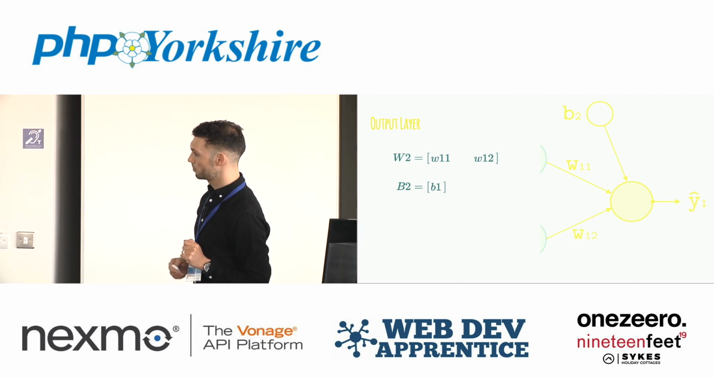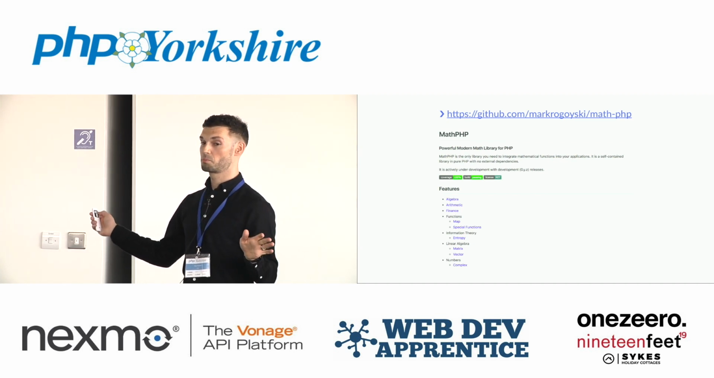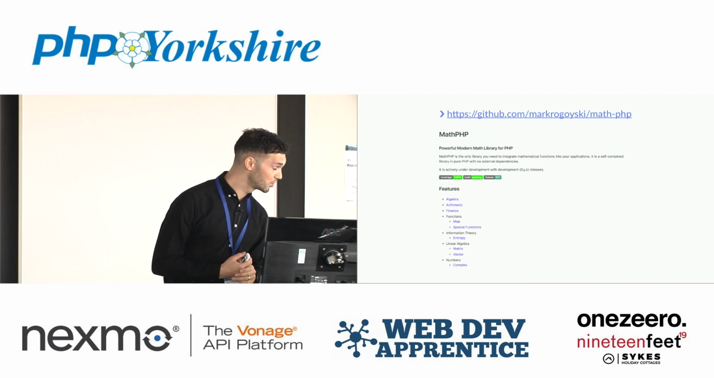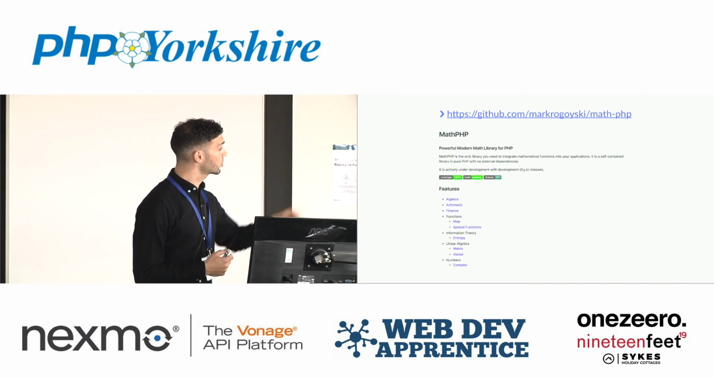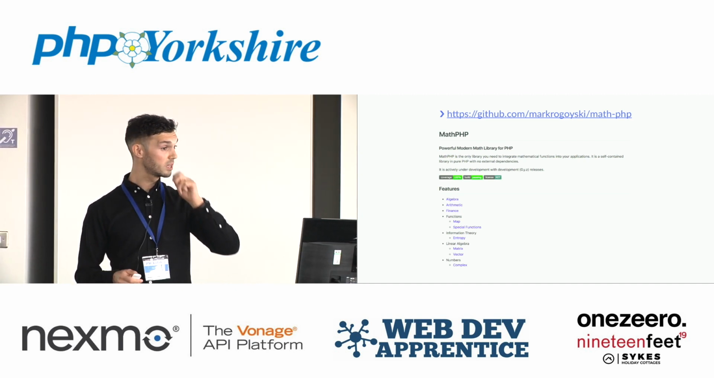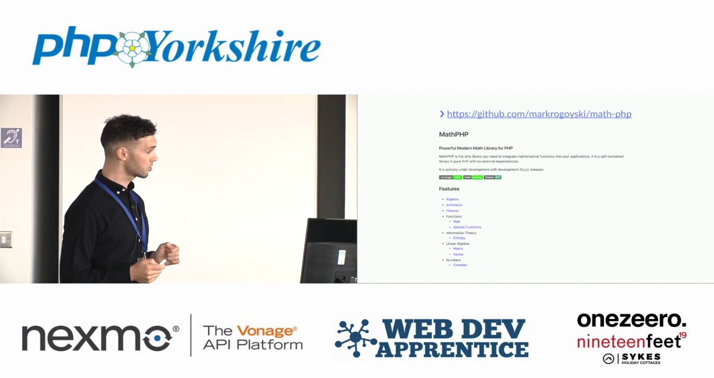So now I have my parameters W and B, and I'm not going to build my own matrix in this talk, so I'm just going to reuse this library called math.php. There are a few good libraries for PHP for scientific calculations, for math. So I'm just going to use this one, it's quite good.